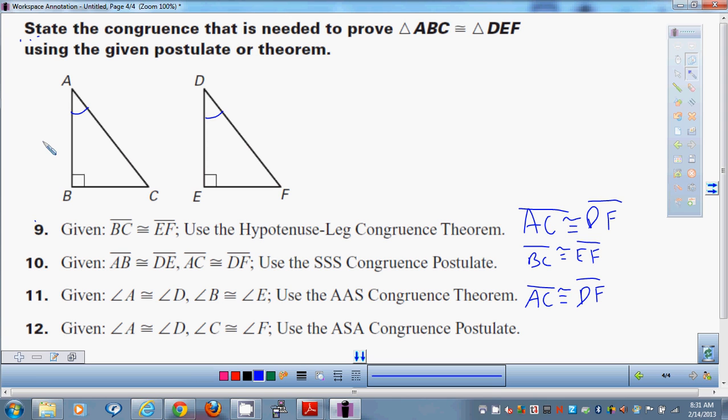Yes. It would be angle, side, angle, which is what this one calls for, but not the one we're on. Very, very good. It would no longer be angle, angle, side. Okay, number 12. If A is congruent to D and C is congruent to F, what do I need to use angle, side, angle?